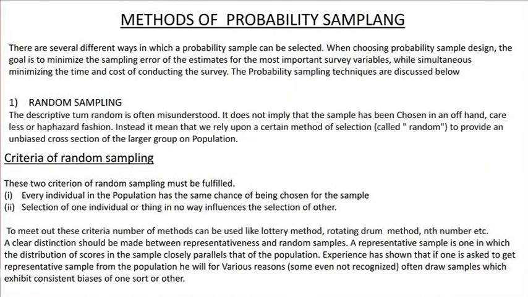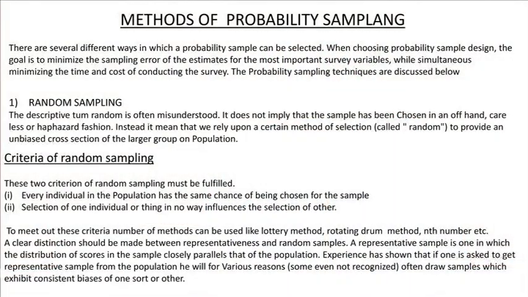Methods of probability sampling. There are several different methods in which a probability sample can be selected. When choosing a probability sample design, the goal is to minimize the sampling error of the estimates for the most important survey variables while simultaneously minimizing the time and cost of conducting the survey. The probability sampling techniques are discussed below. The maximum advantage of this method is that the biases are minimized, the error will be minimized. But it should be conducted in such a way that it becomes economical in terms of time as well as money. So, let us talk about the techniques.